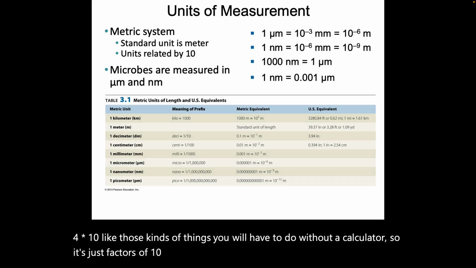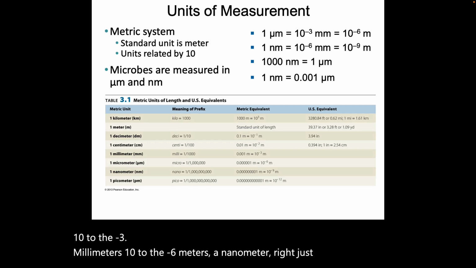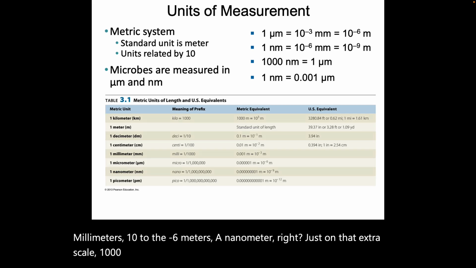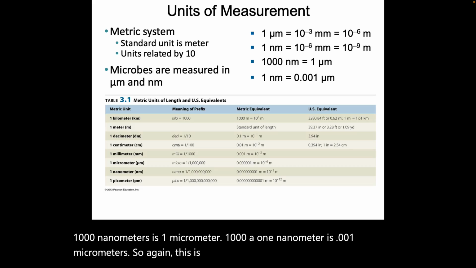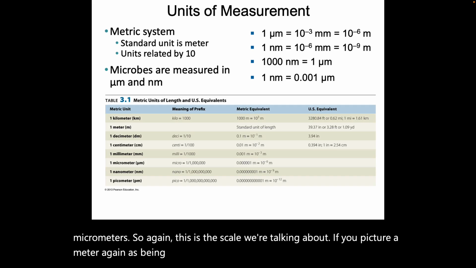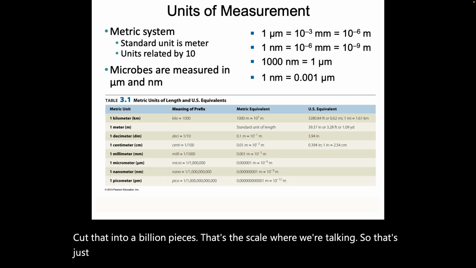So 1 micrometer, right? 10 to the minus 3 millimeters, 10 to the minus 6 meters. A nanometer, right, just on that extra scale. 1,000 nanometers is 1 micrometer. 1 nanometer is 0.001 micrometers. So again, this is the scale we're talking about. If you picture a meter, again, as being just over 3 feet, cut that into a billion pieces, that's the scale where we're talking. So that's just why you can't see it unaided, is what we say.